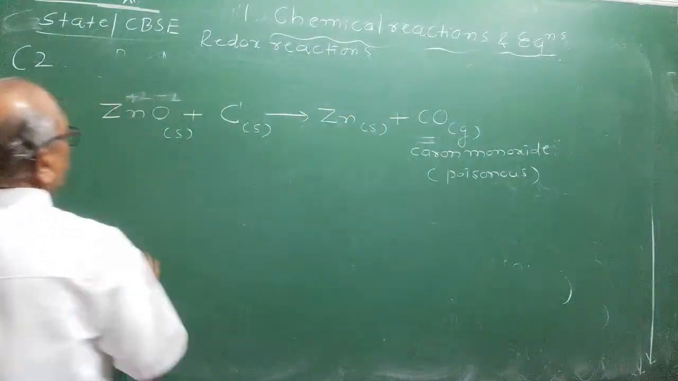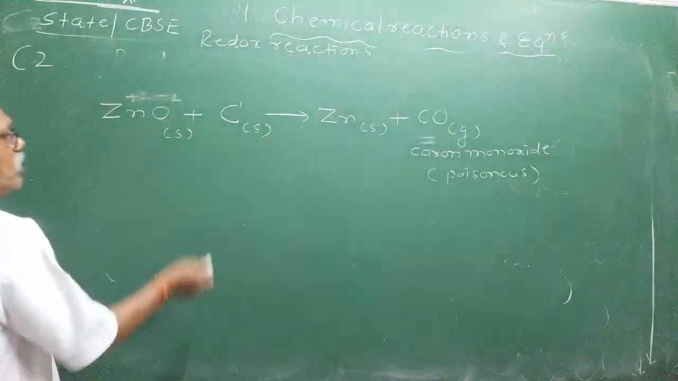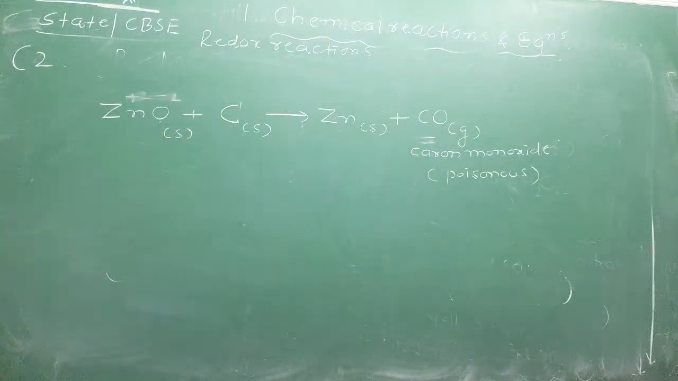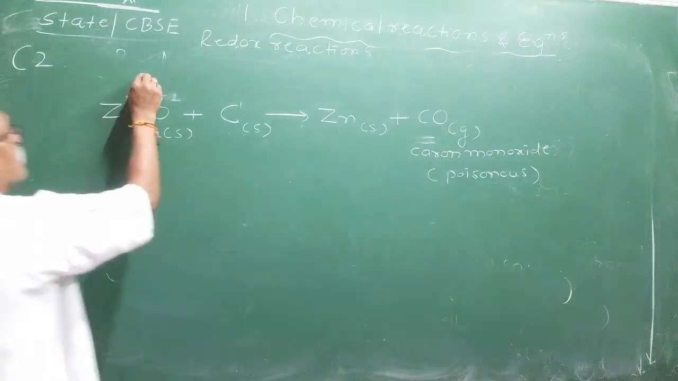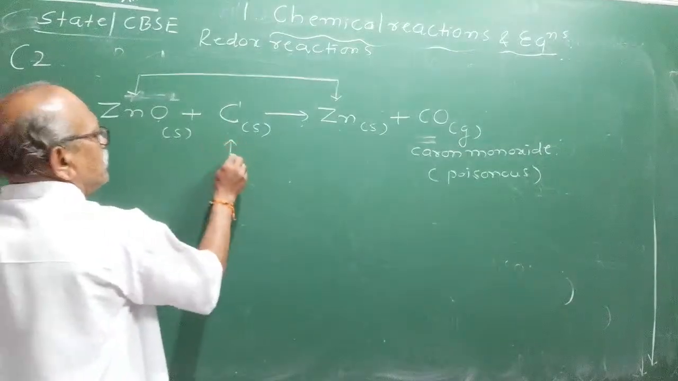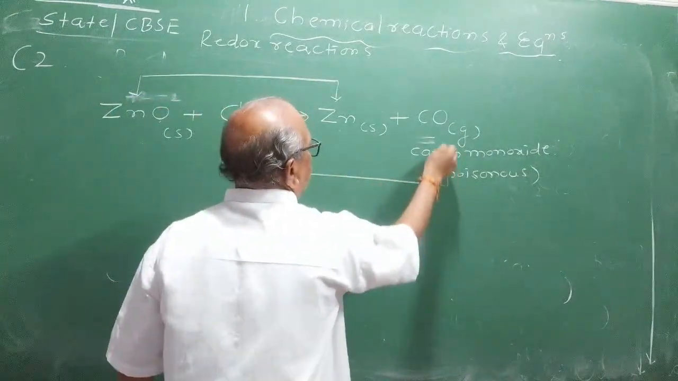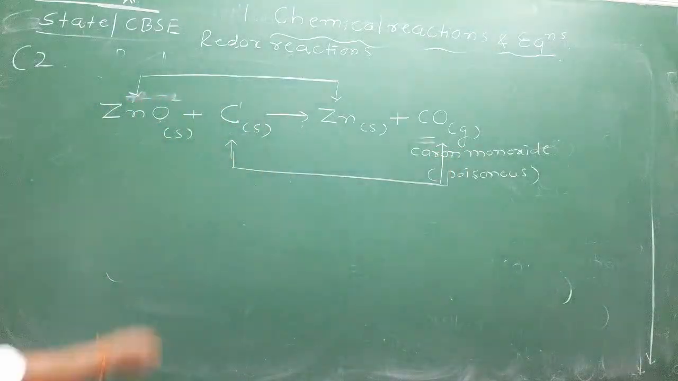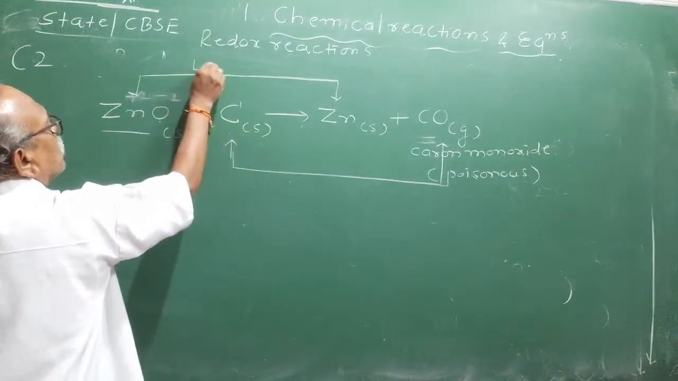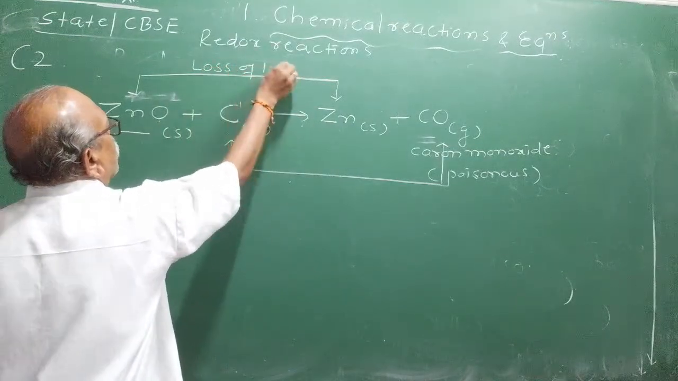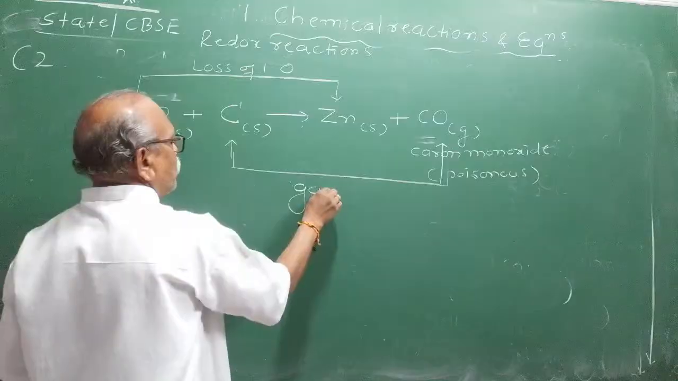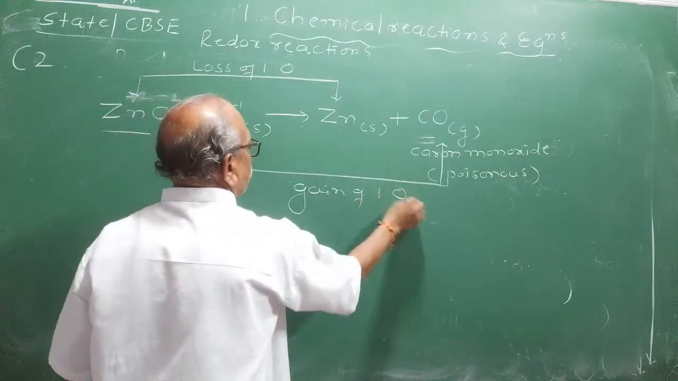Balance the equation. Zinc 1 atom, zinc 1 atom. Oxygen 1 atom, oxygen 1 atom. Carbon 1 atom, balanced. Now what happened to the zinc oxide in this? Zinc oxide is converted to zinc. Observe, this carbon is converted into carbon monoxide. Zinc oxide lost one oxygen. Loss of one oxygen. Here carbon gained one oxygen. Gain of one oxygen. Observe here.